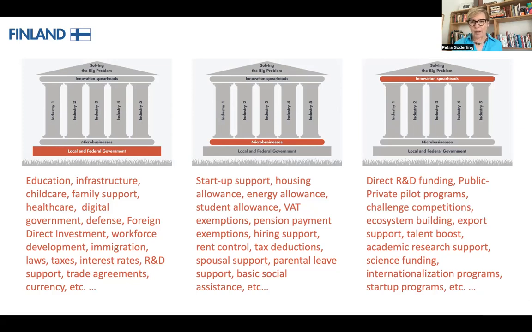You can foster public-private pilot programs on different things, like, for example, how we're going to make our maritime industry more innovative, how we're going to make our forest industry more innovative. The government is putting money there. Ecosystem building, so that's business support, supporting exports, talent boost, funding academic research, funding basic science, internationalization, and so forth. So these are the horizontal layers of support that the Finnish government is investing in their economy.